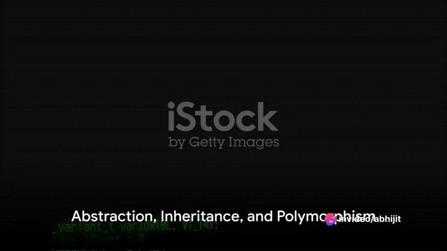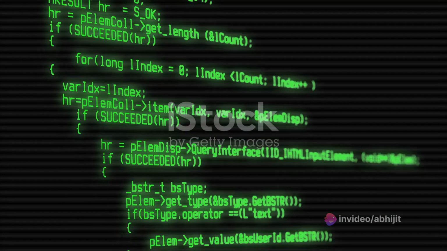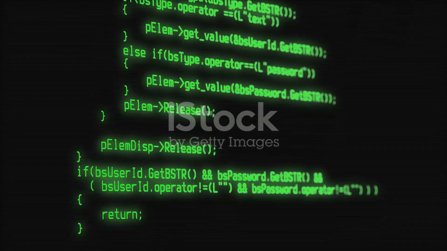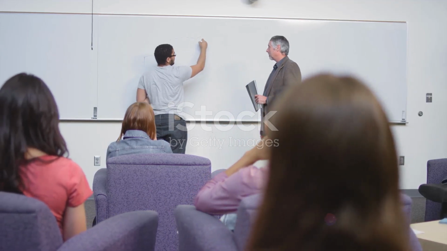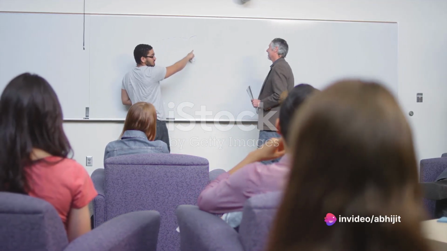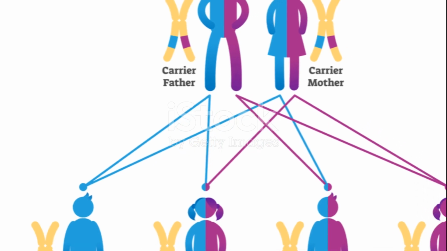But that's not all. Object-oriented programming goes beyond just objects and classes. It brings in concepts like abstraction, inheritance, and polymorphism. Abstraction is about hiding the complexity and showing only the necessary details. Inheritance allows one class to inherit the attributes and behaviors of another class. Polymorphism allows one method to behave differently based on the object that it is acting upon.